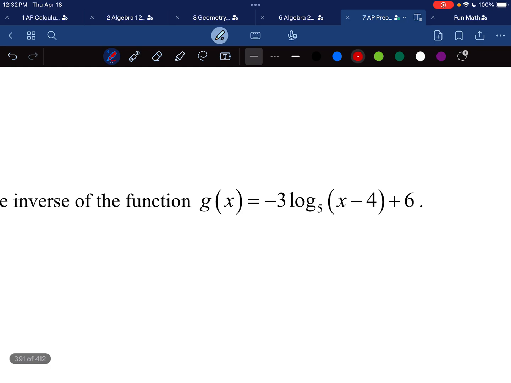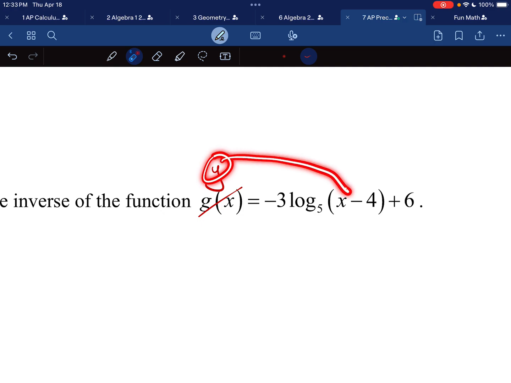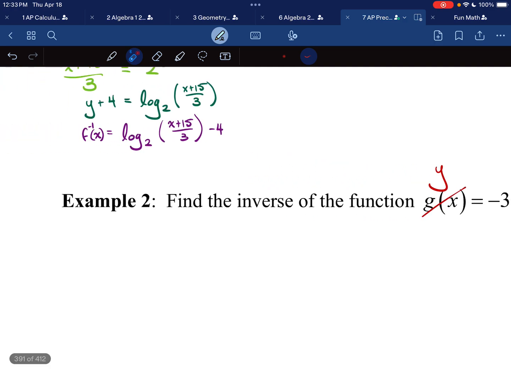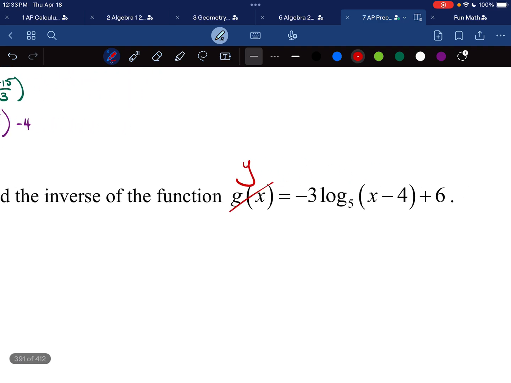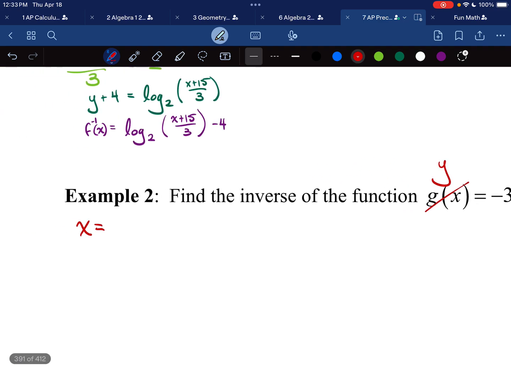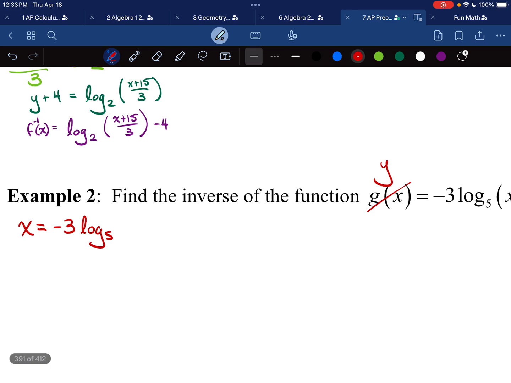So again, we're thinking that this is really y is equal to all of this, and we're going to switch the y and the x. So it's now going to say x equals, let's write this out, x is equal to -3 log base 5 of, inside is x minus 4 and then plus 6. So y plus 4 and then minus 6.